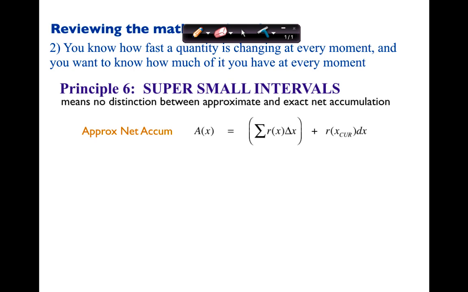So our approximate net accumulation is this. And so we let delta x get really small, super small. And so what we called AX, our approximate accumulation, becomes exact accumulation, net, right? These are net. And then what does that become? The shorthand for the summing up of all those changes is the integral, right? Integral from a to x of the rate times dt. And we're going to talk more about that in a second.